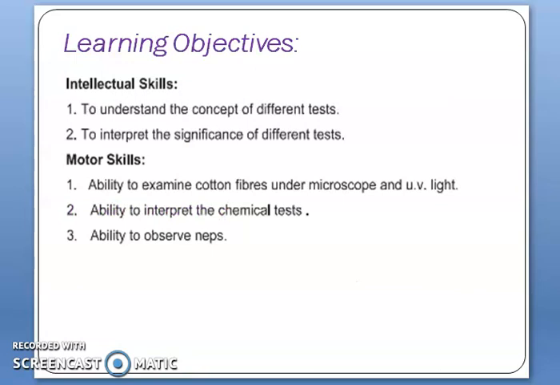The learning objective is the intellectual skill. First, to understand the concept of different tests. Second, to interpret the significance of different tests. Then motor skill. First, ability to examine cotton fibers under microscope and UV light. Second, ability to interpret the chemical tests. Third, ability to observe nibs.